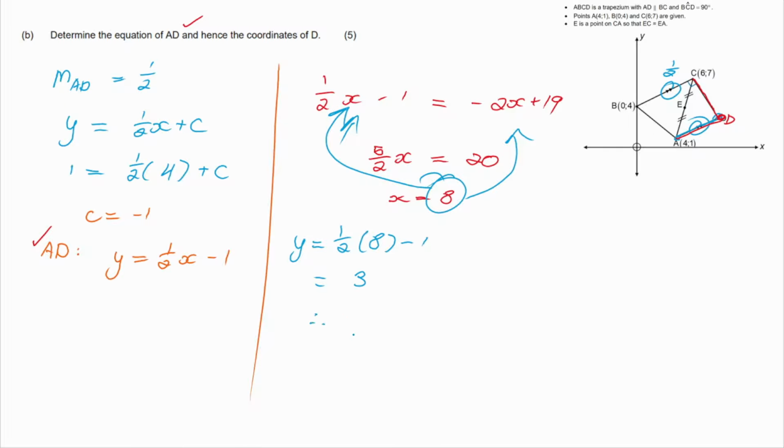Okay. So again, don't forget, state the coordinates of D explicitly. Don't just leave this x here and this y here. You have to put them together as a coordinate because you get a mark for this. Otherwise you would only get 4 out of 5 for this one.